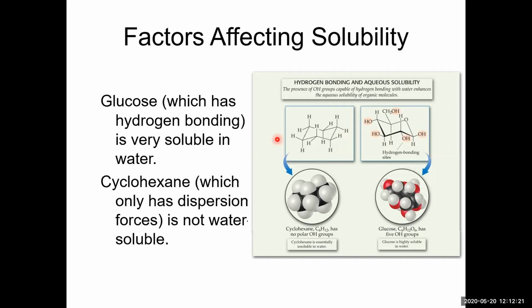Here, in order for water to have London dispersion forces, to surround this cyclohexane and have London dispersion forces with it, it would have to break bonds to other waters to do that. And that's just not energetically favorable. So that's what happens with solubility. Like dissolves like.